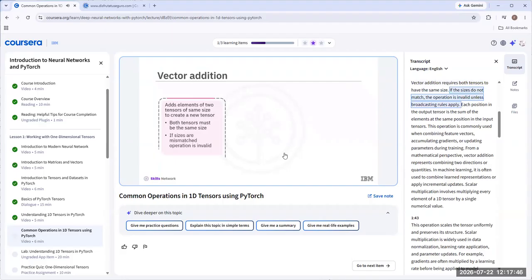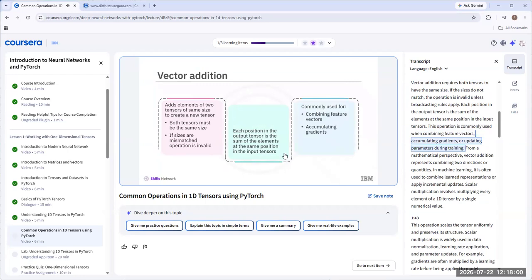If the sizes do not match, the operation is invalid unless broadcasting rules apply. Each position in the output tensor is the sum of the elements at the same position in the input tensors. This operation is commonly used when combining feature vectors, accumulating gradients, or updating parameters during training. From a mathematical perspective, vector addition represents combining two directions or quantities. In machine learning, it is often used to combine learned representations or apply incremental updates.